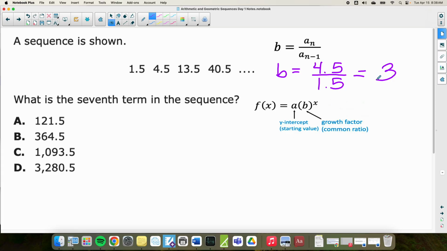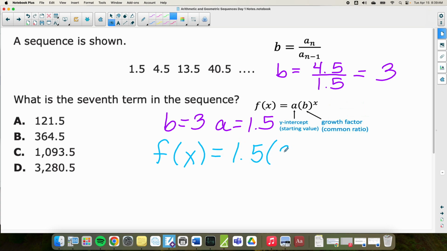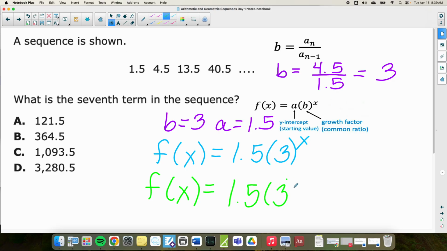Okay, so we know that our B is 3, our A is where it starts, which is 1.5, and then we would go f of x equals a is 1.5, b is 3, and that's to the x. But what they're asking us for is the 7th term. Now on this one, they would give you a calculator. I wouldn't think they'd ever make you do this without. But what do I put in for x then? 6.